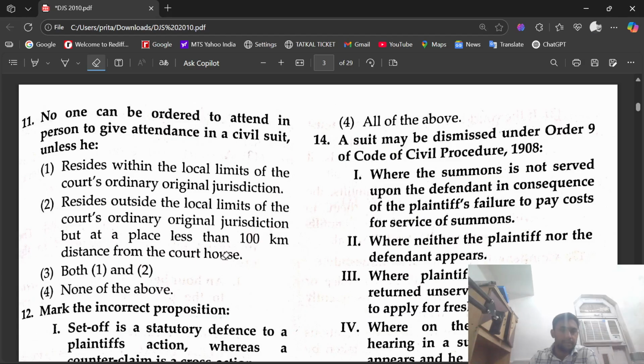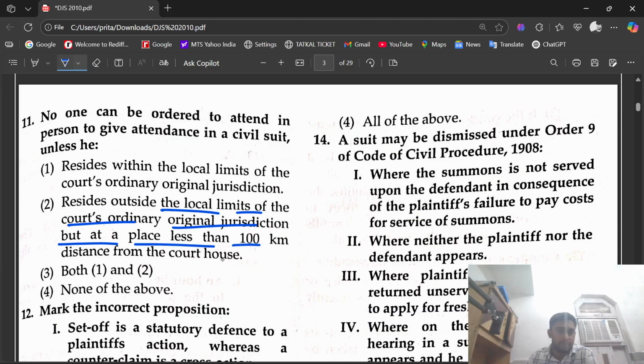See, the right option for question number 11 is resides outside the local limits of the court's ordinary original jurisdiction, but at a place less than 100 kilometer distance from the courthouse.